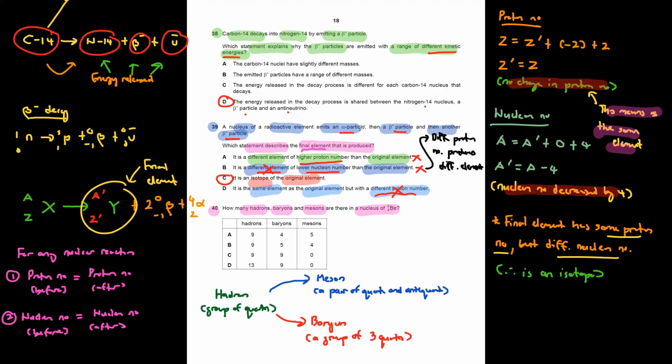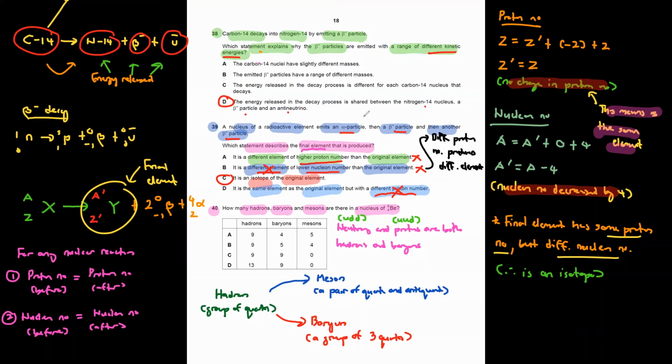Now, when you're talking about neutrons and protons, they are both hadrons and baryons. They are both hadrons and baryons because you know that the quark composition of a neutron is up, down, down, whereas the quark composition for a proton is up, up, down. So as a group of quarks, they are hadrons. As a group of 3 quarks, they are baryons.